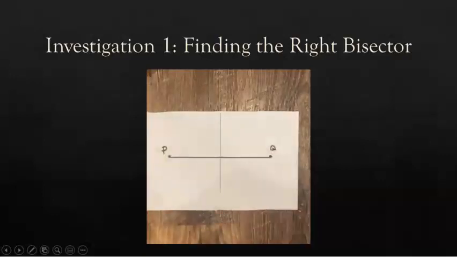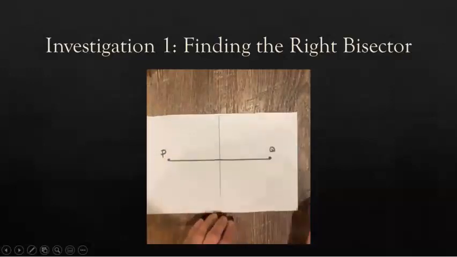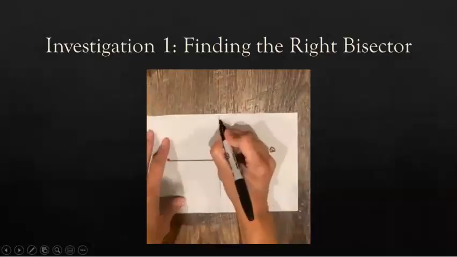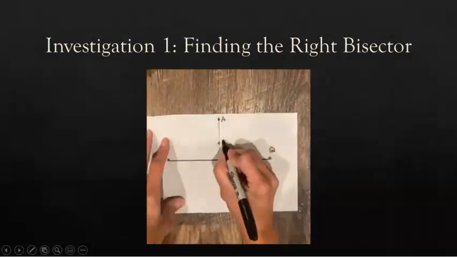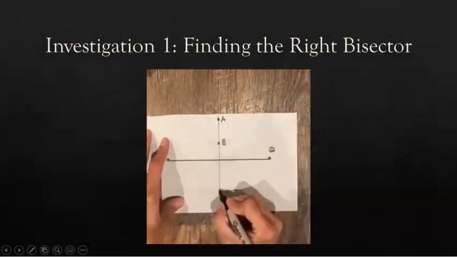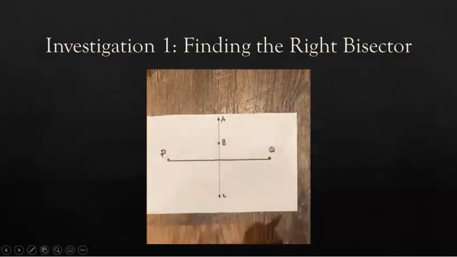You want to double check that this is the perpendicular bisector. So then you're going to put points A, B, and C on your paper on that perpendicular bisector. And you're going to want to measure the distance between A and the endpoints P and Q and make sure that that's the same.